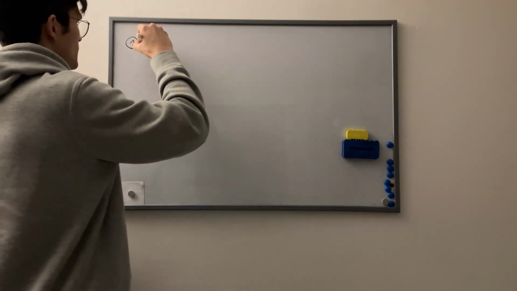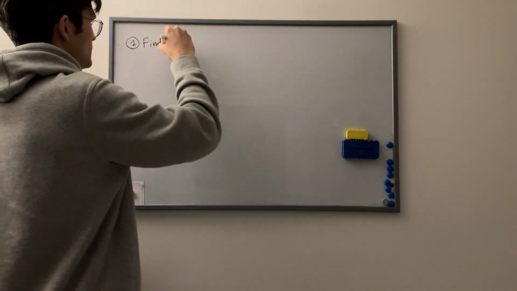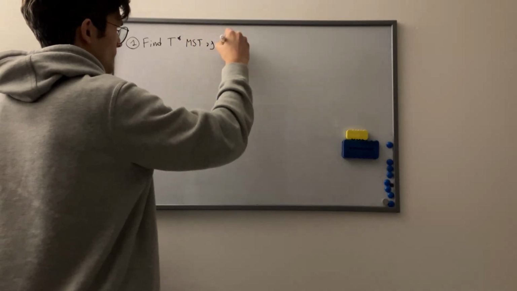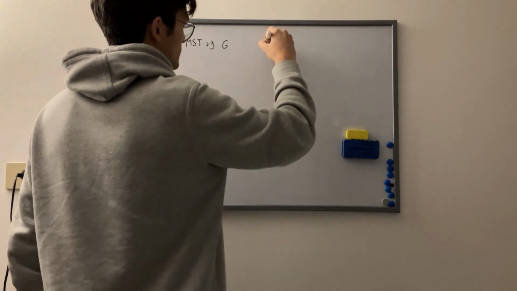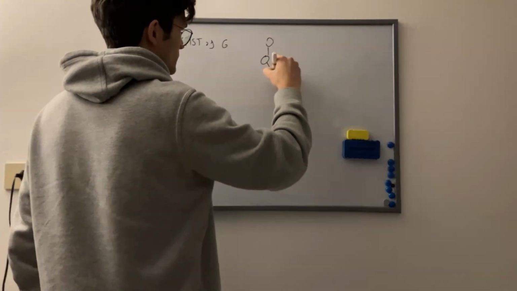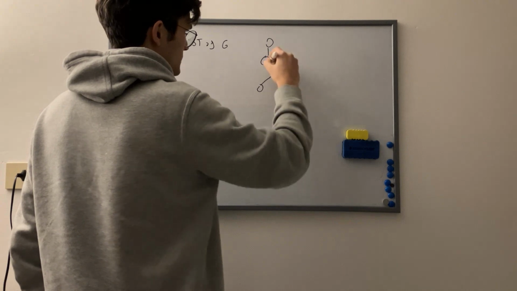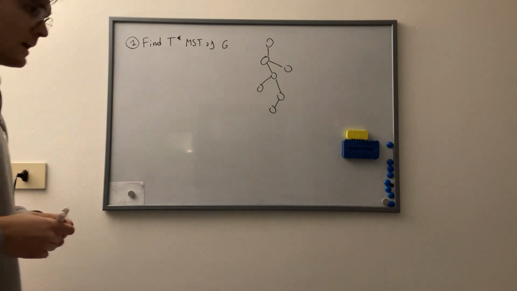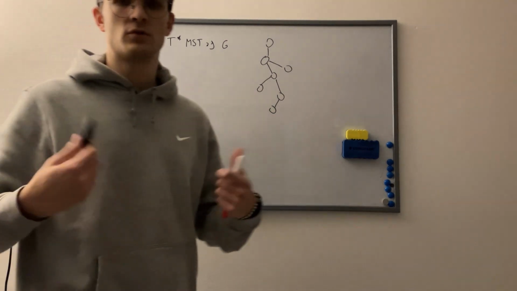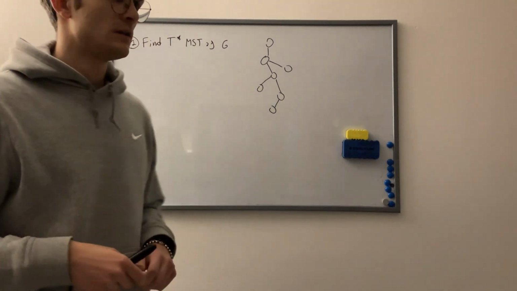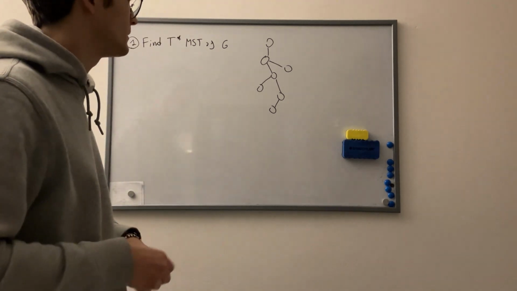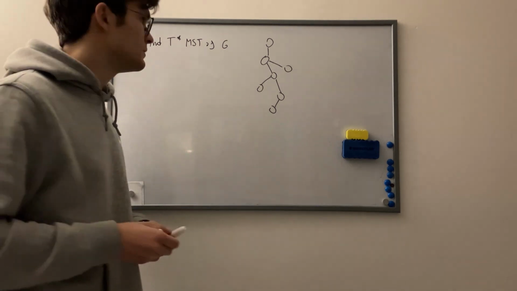Okay, so the first step in the algorithm is, as always, finding T star, the minimum spanning tree of G, and I'm going to draw this right here. This can be our spanning tree, and as always, this is an operation that you can do in polynomial time, and so it doesn't affect our overall computational cost. So we can do this as many times as we want.